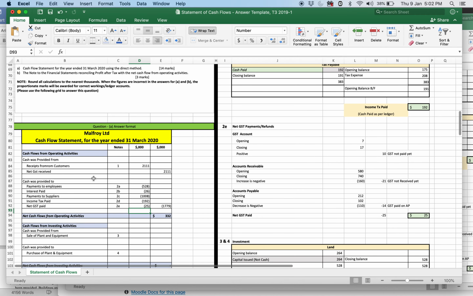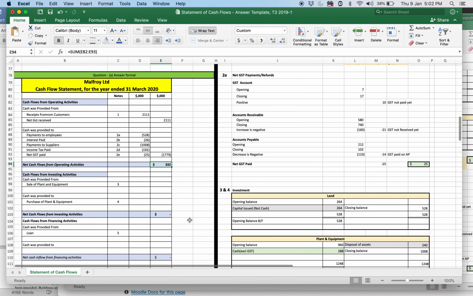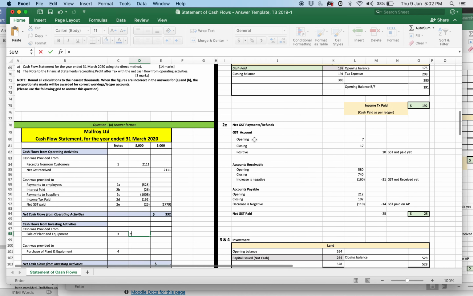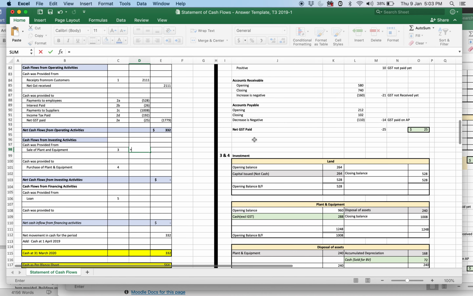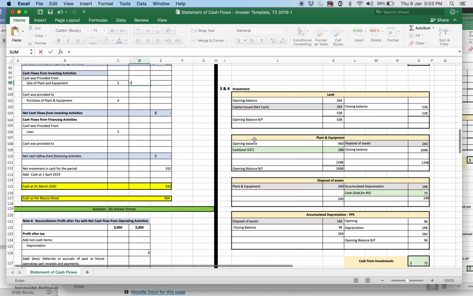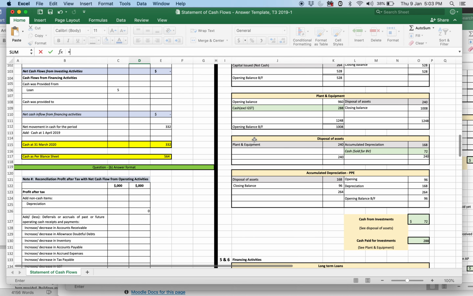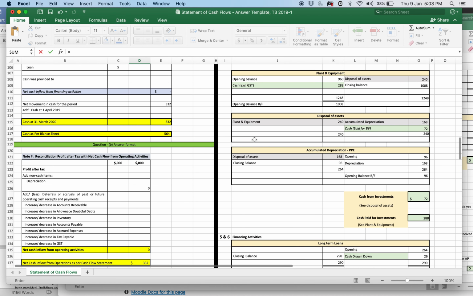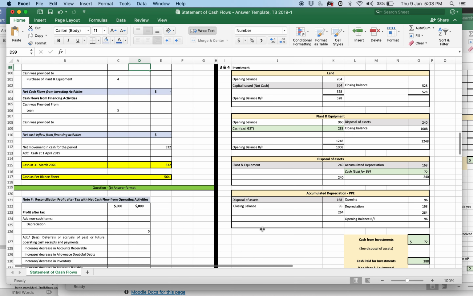So that tells me that the cash flow from operations is positive $332,000. It's looking good. All right, cash flow from operations is there. Now cash flows from investments. The note for 3 was 2, 3. Here it is, 3, 3 coming down. So cash from investments should be 72. I hope that's right.